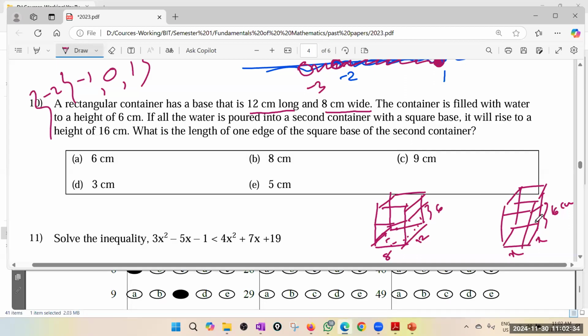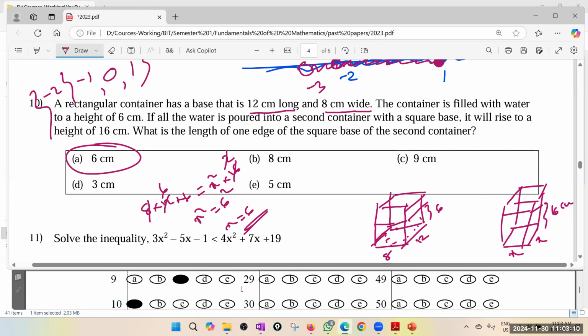So that means you need to equate the two volumes. Simple as that. So answer is 8 into 12 into 6, same as x into x, x squared, into 16. Cancelling 8, 2, 2 and 6, x squared is 6 squared. So therefore x must be 6. Answer is 6 centimeters. Super simple question. Answer is A.